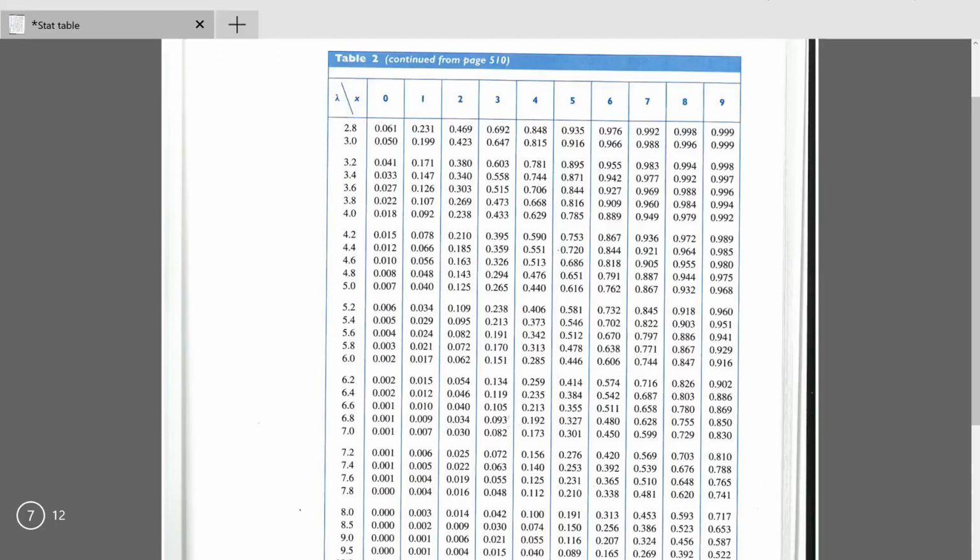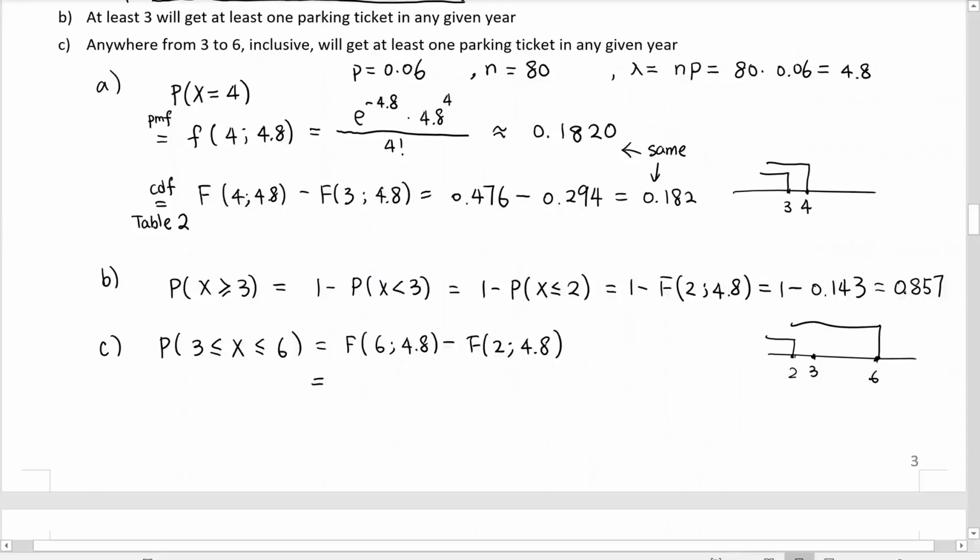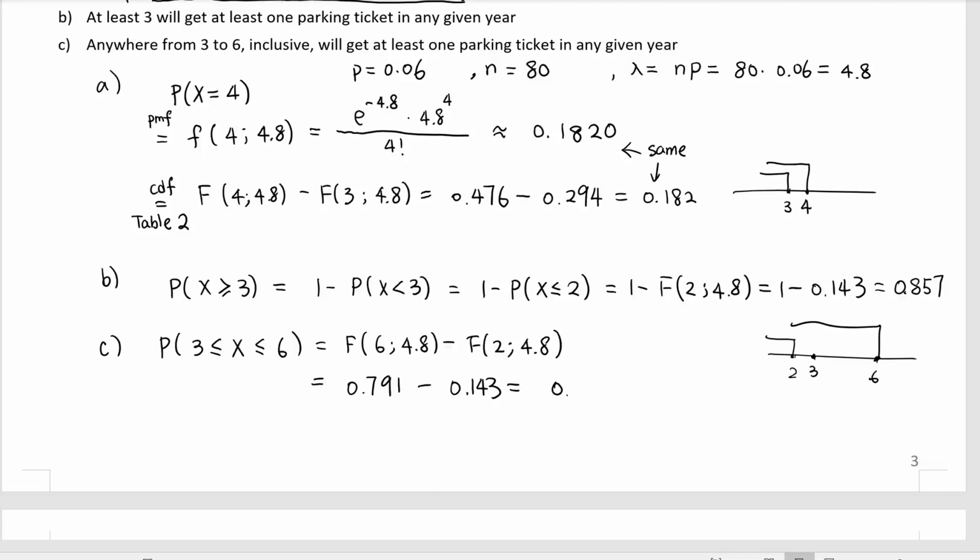Let's go back to our table. So 4.8 here, 6, that is 0.791, minus 2, that is 0.143. 0.791 minus 0.143. Okay, plug this in your calculator. What do you get? I get 0.648. Do you have the same answer? So that is how we use the CDF values for Poisson distribution to compute the example.